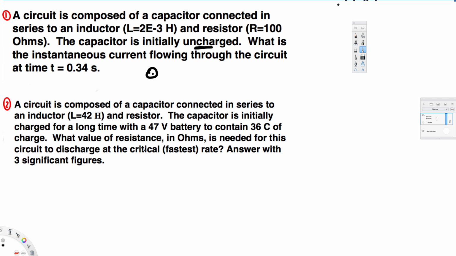Okay, now let's look at the second problem. The circuit is composed of a capacitor connected in series to an inductor and resistor. The capacitor is initially charged for a long time with a 47 volt battery to contain 36 coulombs of charge. What value of resistance in ohms is needed for this circuit to discharge at the critical rate?